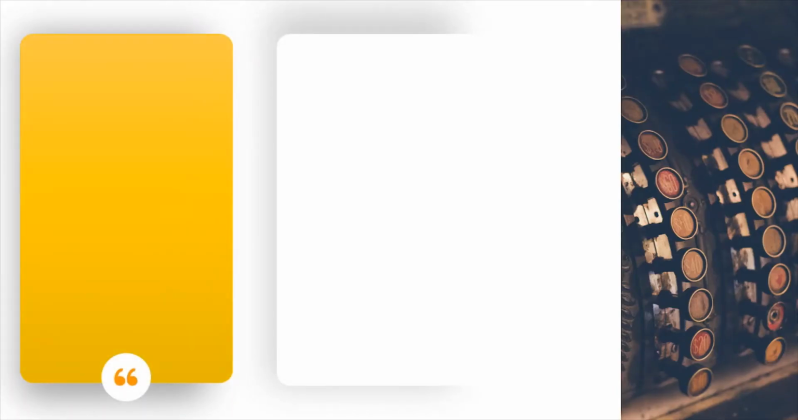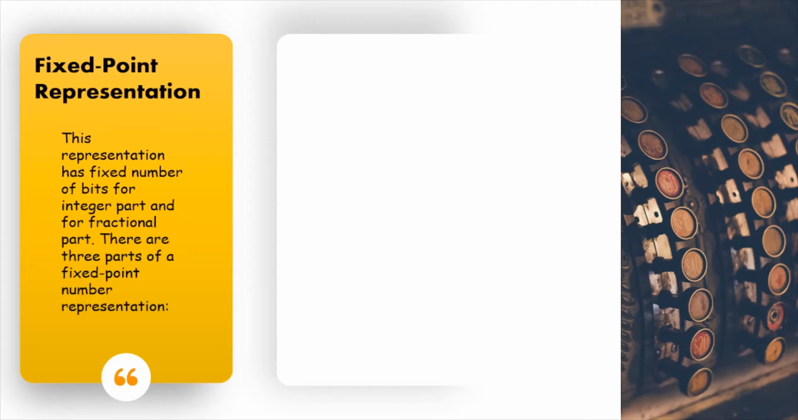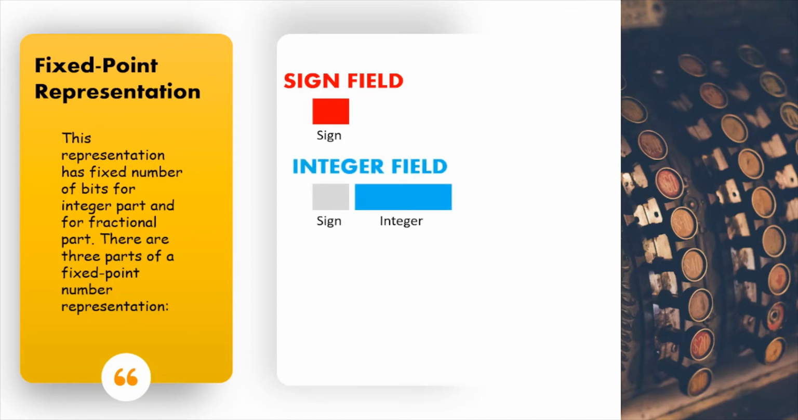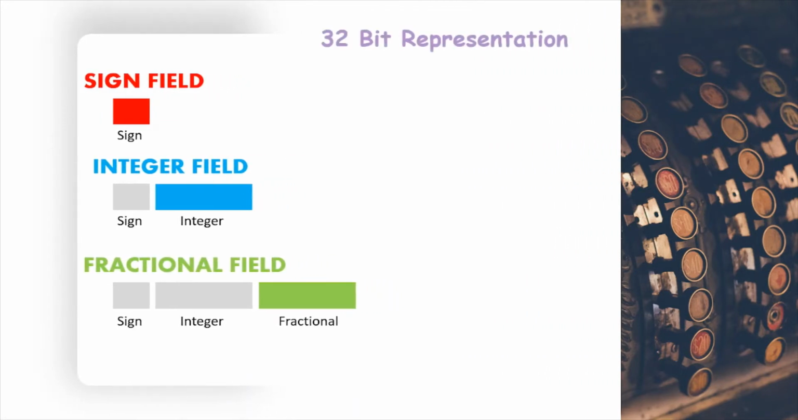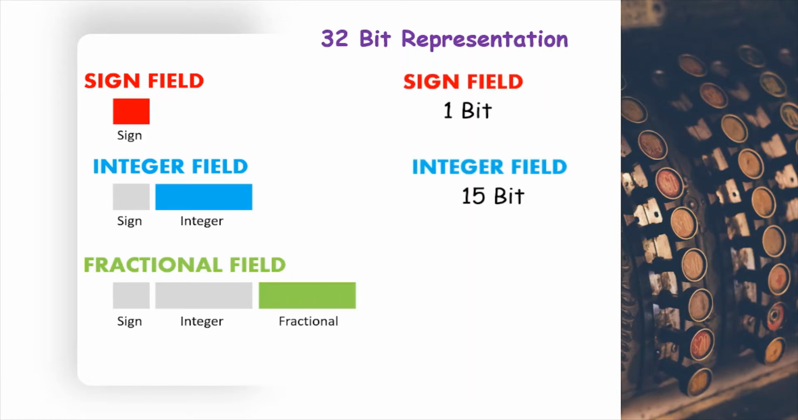Now we see the fixed point representation. This representation has a fixed number of bits for the integer part and for the fractional part. There are three parts of a fixed point number representation. The first part is the sign field, next is the integer field, and then the fractional field. This is represented by a 32-bit representation. It is further divided into 1 bit for the sign field, 15 bits for the integer field, and 16 bits for the fractional field.